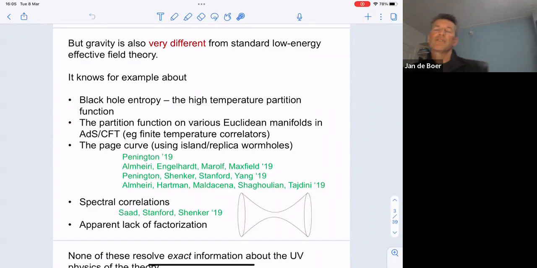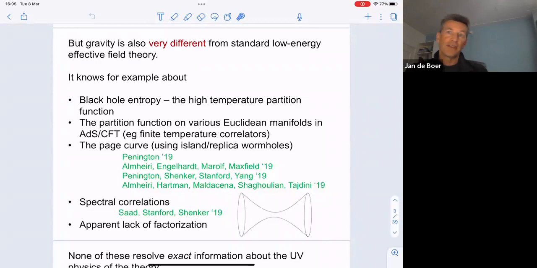But one thing that, for example, semi-classical gravity knows about is the high temperature partition function of the theory, because you can just make a black hole. You can make the black hole as hot as you want. You can use semi-classical methods to compute its entropy. You don't need to do any quantum anything. You can just do a saddle point computation in gravity. And what you get is the high temperature partition function of the dual CFT for any temperature. So using only low energy effective field theory, you know basically the density of states at high energies by just computing the partition function of a black hole.